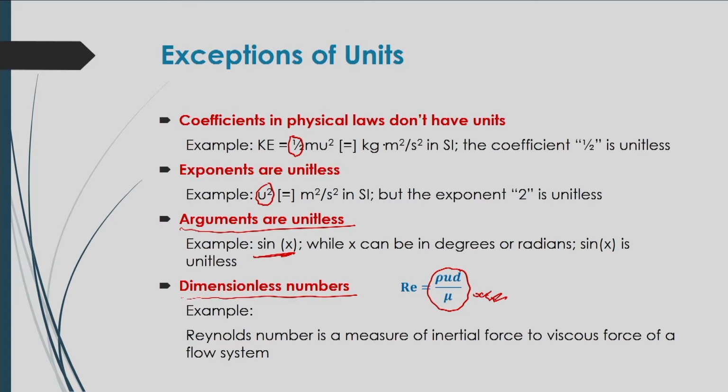So, there are many other dimensionless groups like this that you will see in chemical engineering process calculations, and all those dimensionless groups have no dimensions. This is called a dimensionless number. These are called exceptions of units. All are different kinds of exceptions of units that I have shown: some coefficients in physical laws, even exponents are unitless or dimensionless, arguments are unitless, dimensionless numbers are dimensionless.